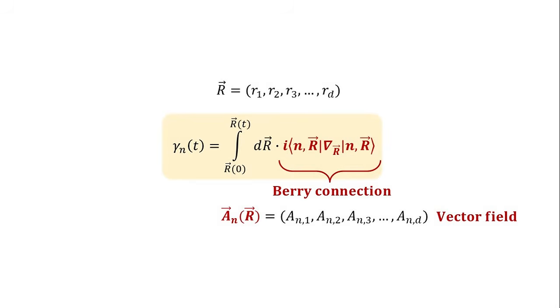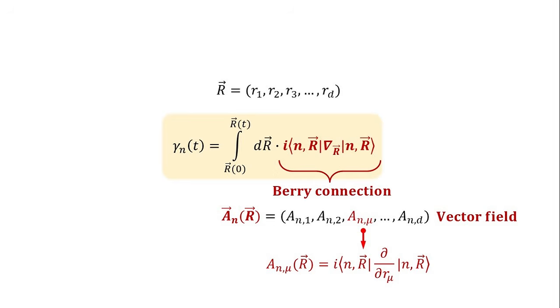This is a key quantity that encapsulates the geometric properties of the quantum system as it evolves in parameter space. The Berry connection can be thought of as a vector field over the parameter space. If the parameter space R is described by coordinates R1, R2 to Rd, then the Berry connection can be written component-wise as A1, A2 to Ad. Here, ν labels the different directions in parameter space.